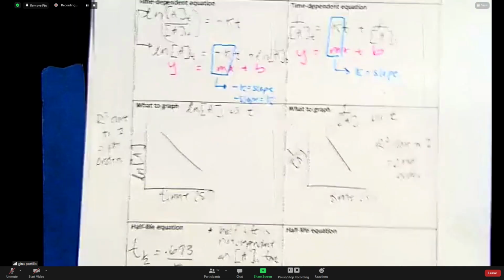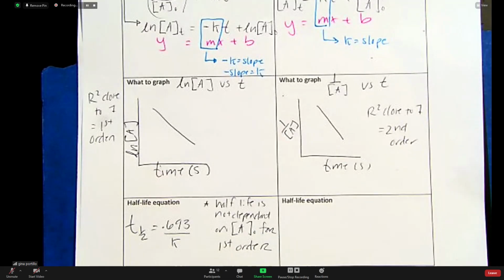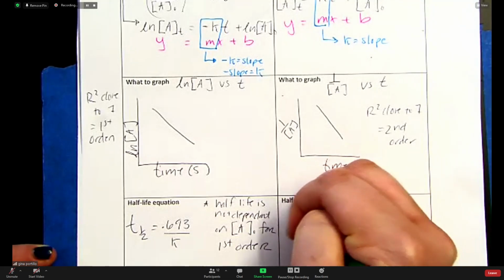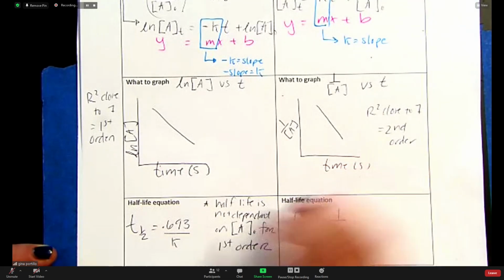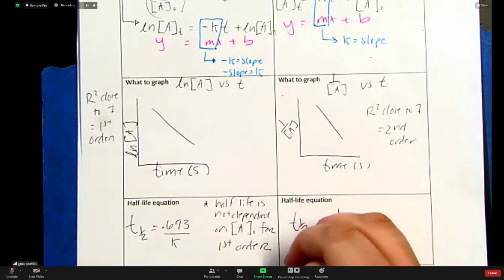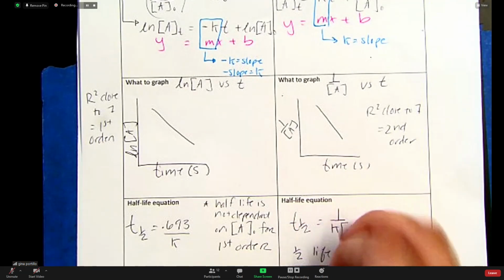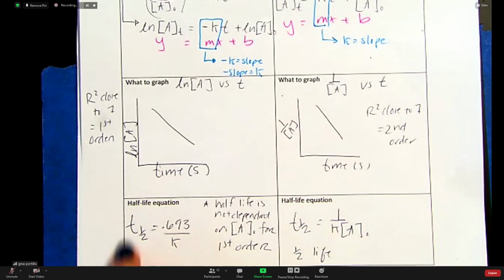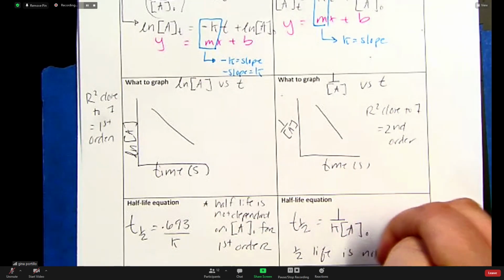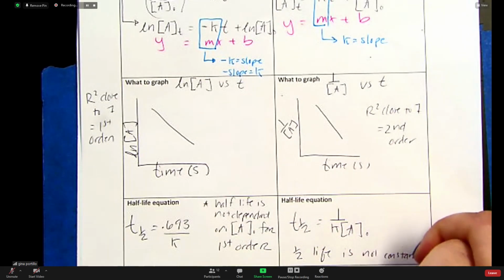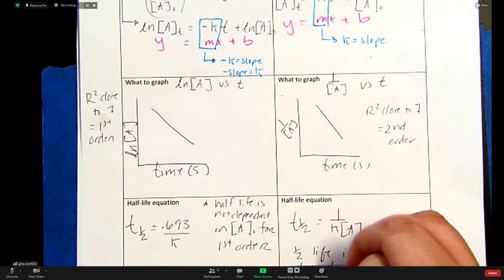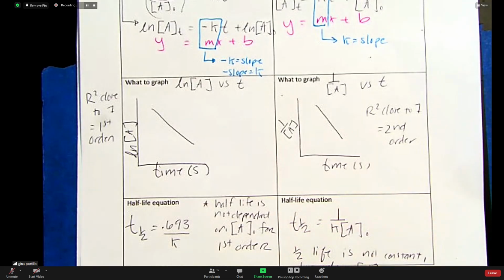And if it's second order, now your half-life is dependent on how much you originally started with. So you have a different half-life equation. Your half-life is equal to 1 over your rate law constant times your original concentration. Here you'd have a constant half-life for a first order. It's not constant for second order. So half-life is not constant. It does depend on concentration.